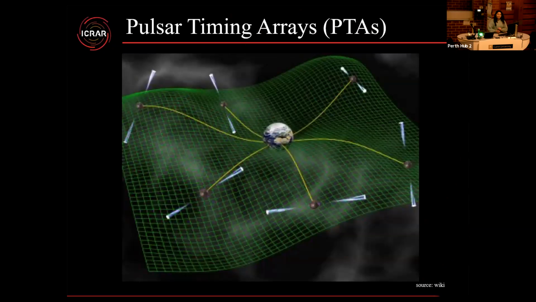Millisecond pulsars are known as highly stable clocks of the universe, and pulsar timing array experiments take advantage of that, having an array of millisecond pulsars spread throughout the sky and getting their times of arrival very precisely, with the aim to detect low frequency gravitational waves.